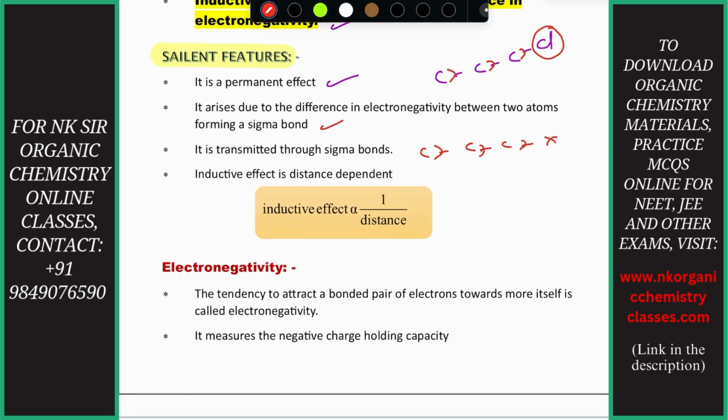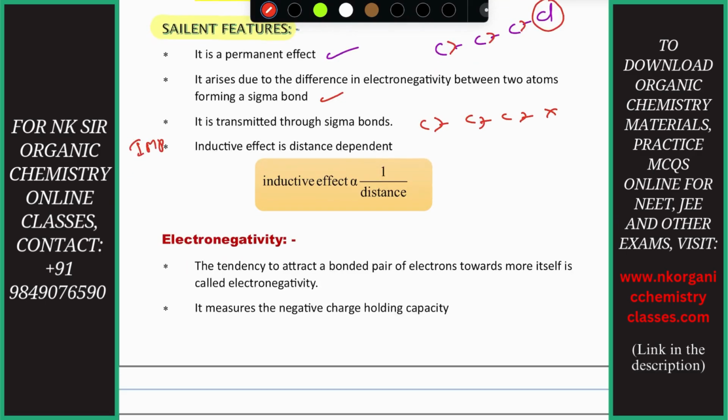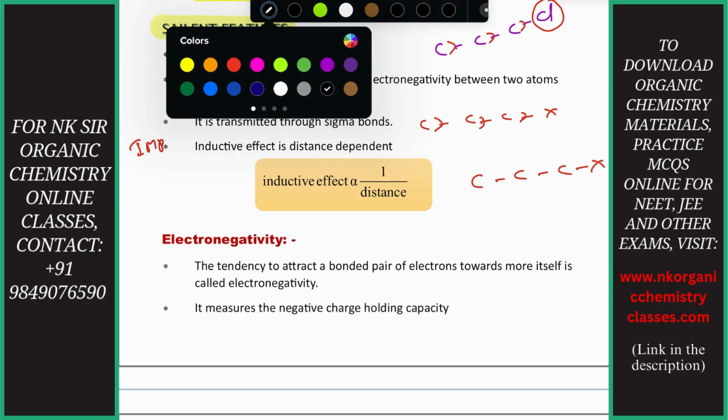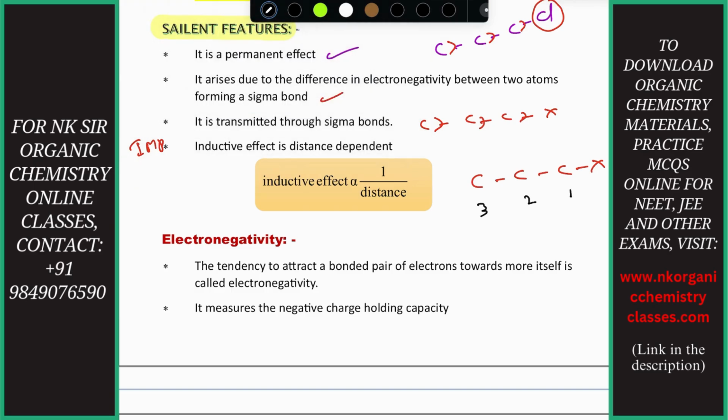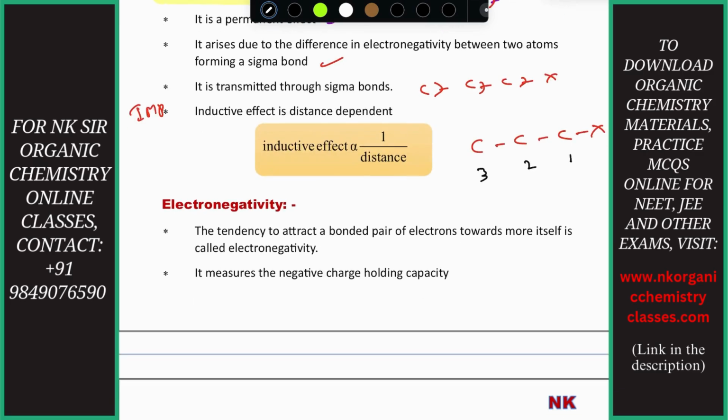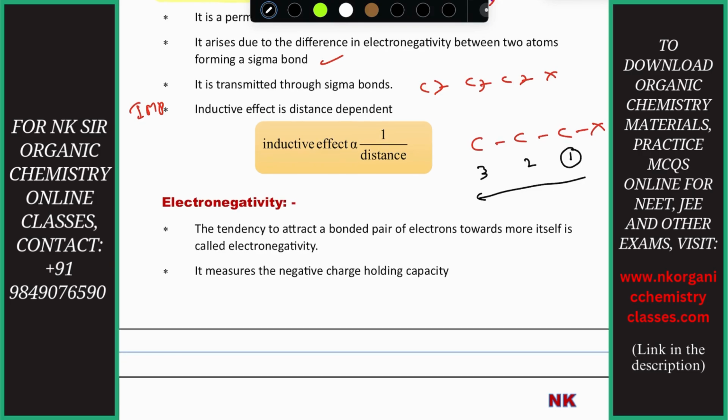Next, the most important point in the inductive effect is that it is distance dependent. How is it distance dependent, sir? Now here I am taking one compound in this way. You know well that X is a halogen, so it will withdraw electrons from the carbons. Can you tell me, does it withdraw electrons easily from the first carbon, second carbon or third carbon? Yes, it withdraws electrons easily from the first carbon. Then what happens as the distance from X increases? Its withdrawing tendency decreases. That means the inductive effect is inversely proportional to distance.